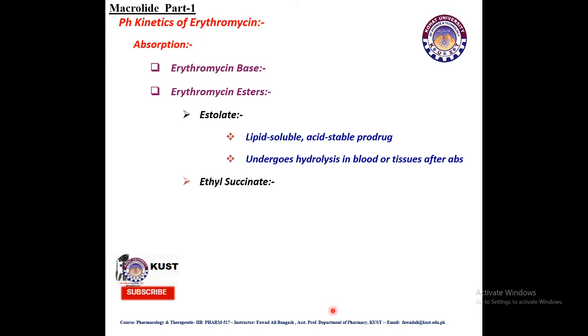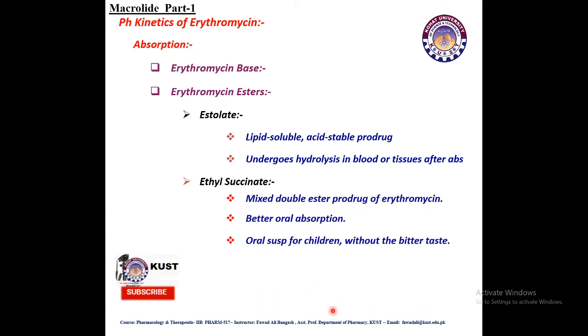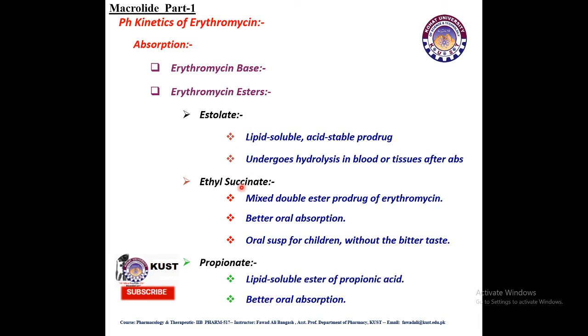The second ester of erythromycin is ethyl succinate. This is a mixed double ester product of erythromycin with better oral absorption, and the oral suspensions for children are mostly made from ethyl succinate, without bitter taste. Then propionate, a lipid soluble ester of propionic acid, has better oral absorption as compared to estolate and ethyl succinate.